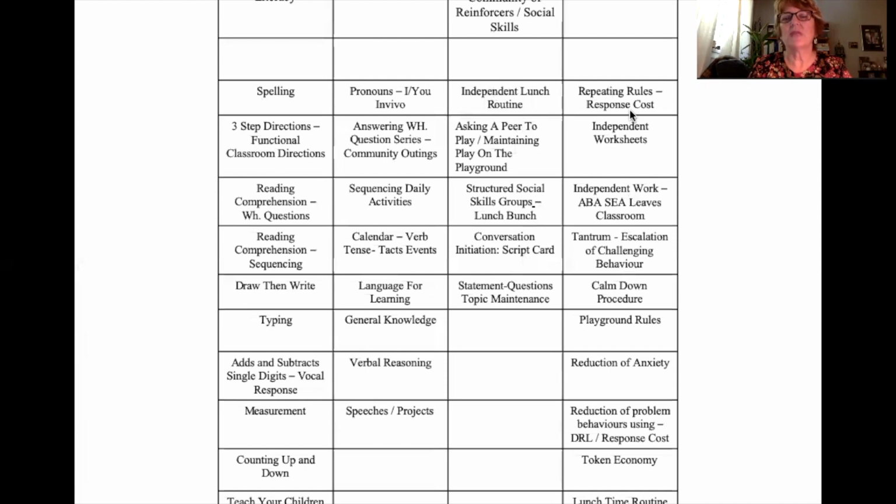And then out here, we've got the behavior programs once again. So this was a child that could have extremely challenging behaviors. And so working on regulating, like a reduction of anxiety, was really important.